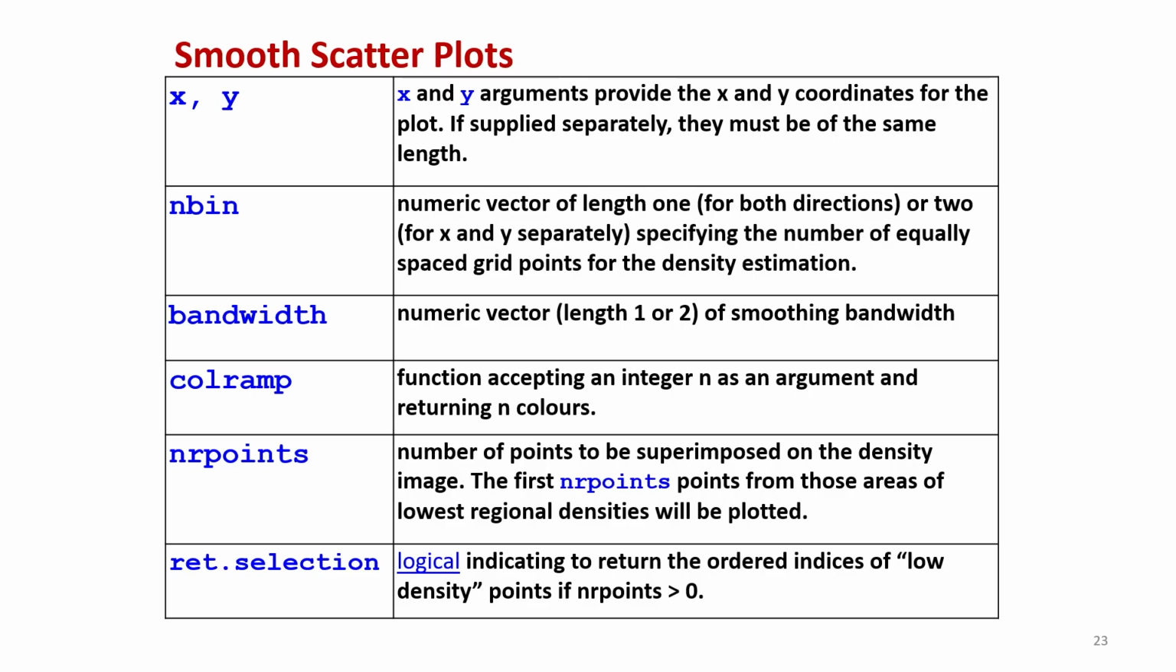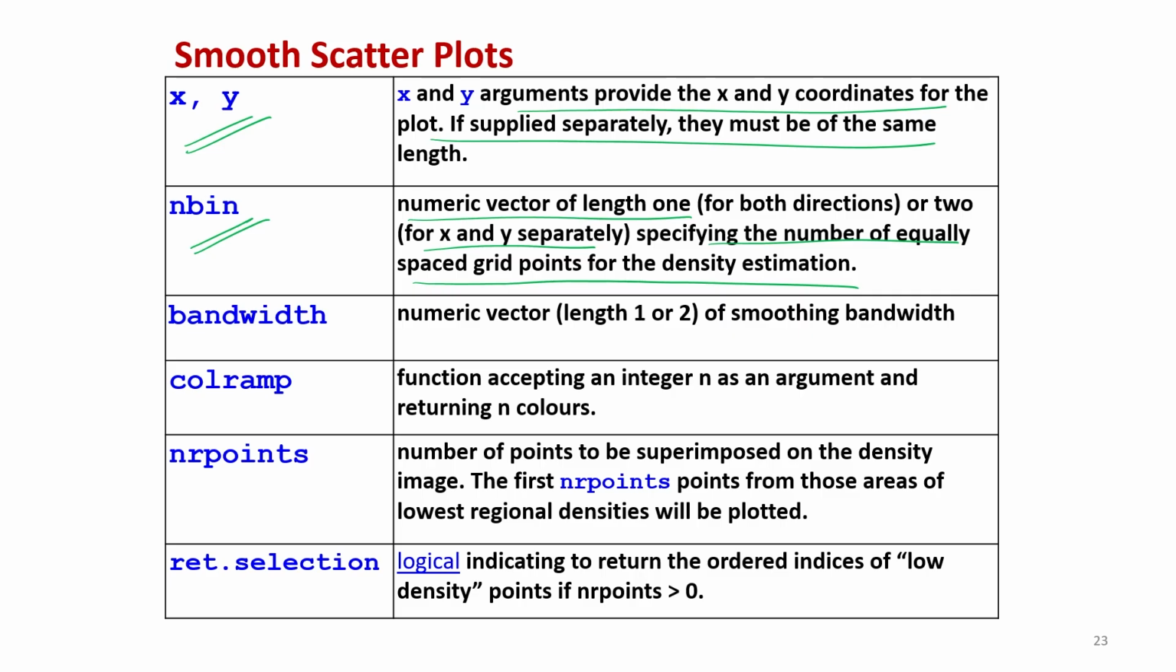I will just give you some idea. x and y are giving the data on the x and y variables, and they have to be of the same length, because those are paired observations. Then the parameter nbin is a numeric vector of length 1 for both directions, or 2 for x and y separately, and it specifies the number of equally spaced grid points for the density estimation.